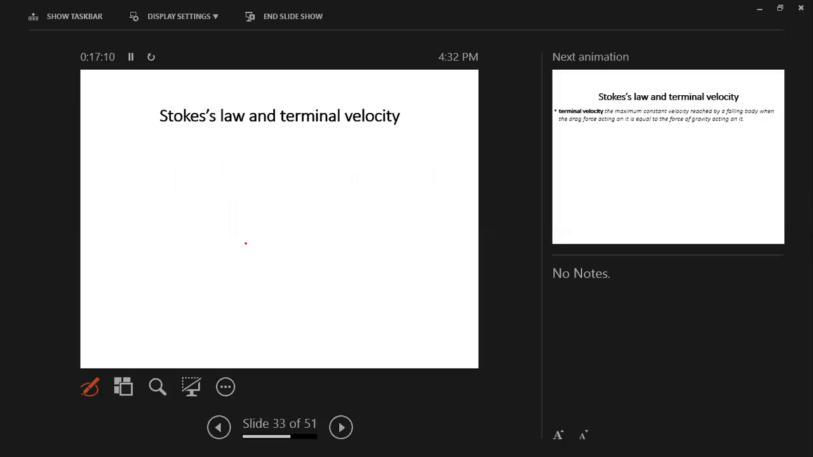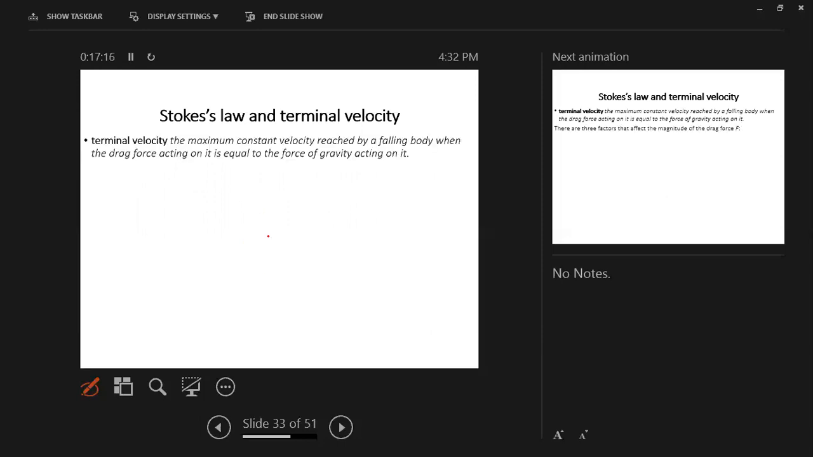So there is Stokes' law and terminal velocity. Remember the terminal velocity? You already remember it from unit 5. It is the maximum constant velocity reached by a falling body when the drag force acting on it equals the force of gravity. When the drag force and gravity are equal, there is terminal velocity. That means the velocity will be constant and the object will not accelerate anymore. For example, when you throw a ball, it accelerates up to one point. When the drag force, meaning air resistance, and gravity have the same value, the ball is not going to accelerate anymore. That velocity is the terminal velocity of the object.